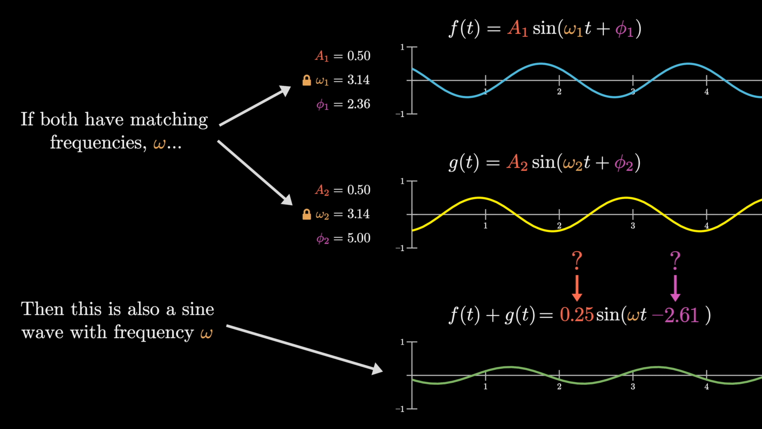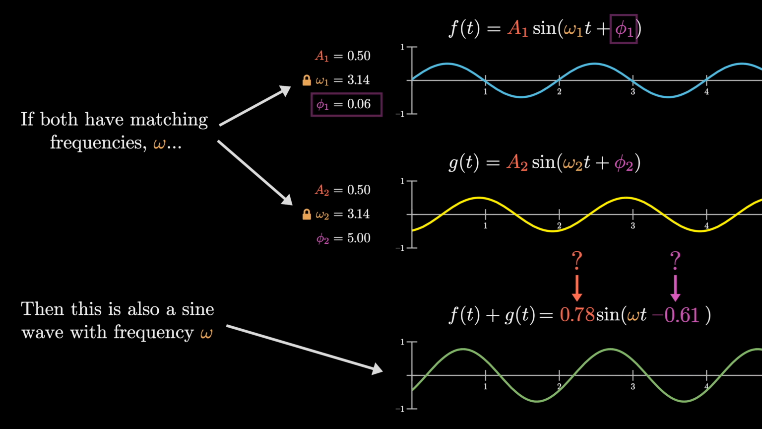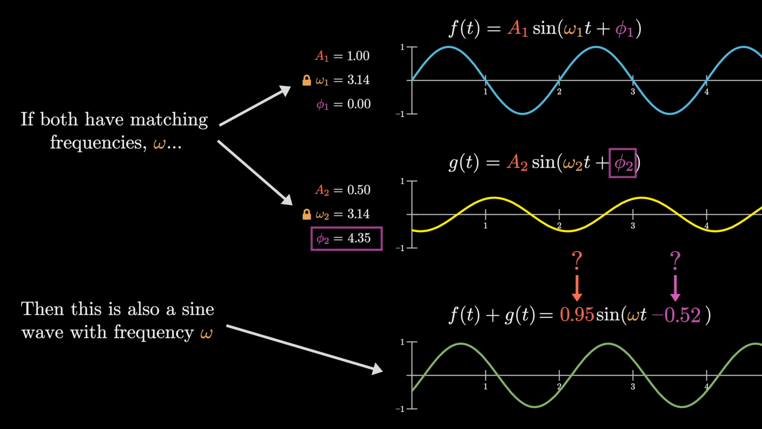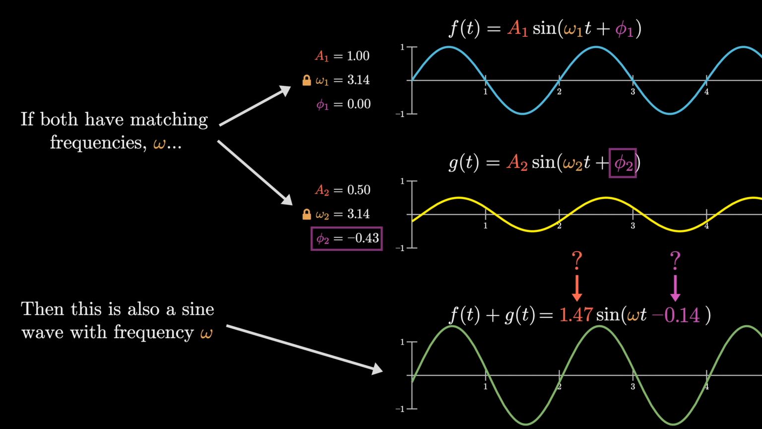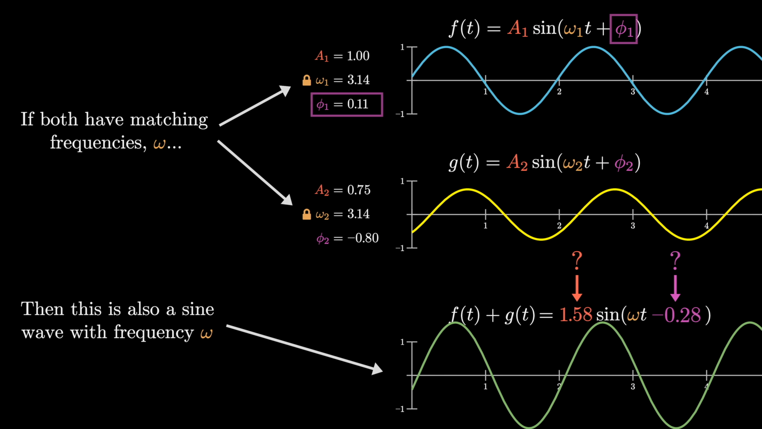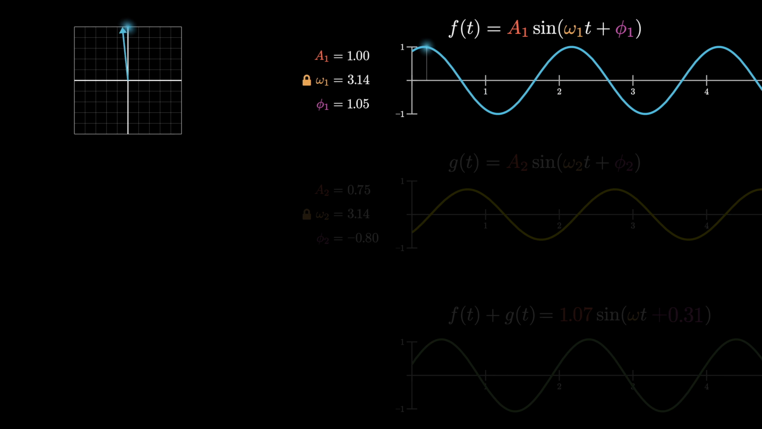It has some amplitude and some phase, and if I ask you to concretely compute both of those numbers based on the amplitudes and phases of the initial waves, it's not immediately clear how you would do that without maybe throwing a bunch of trig identities at the problem. But here's a really nice way to think about it.